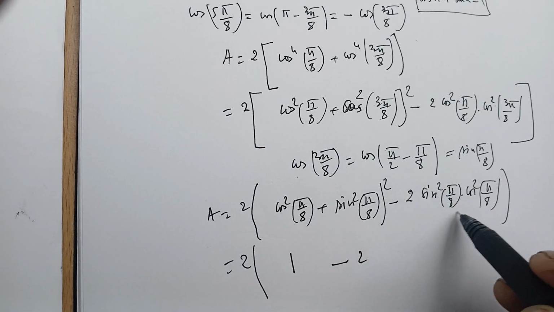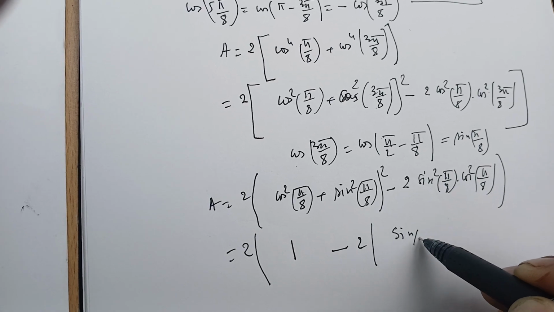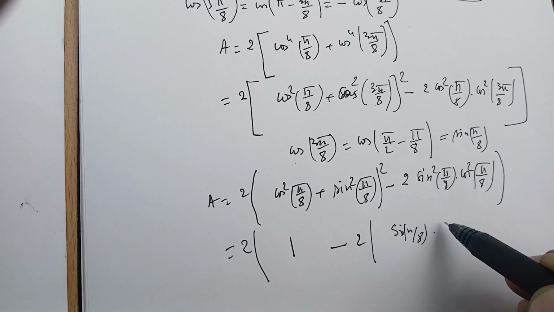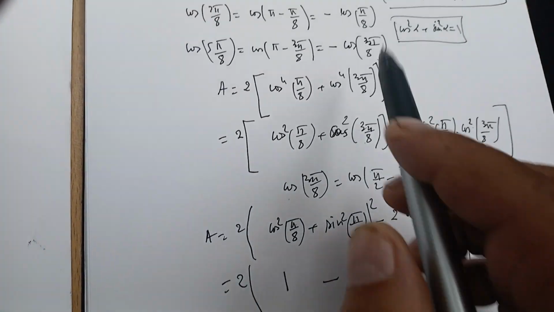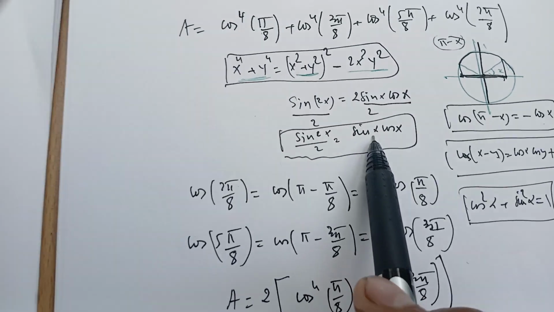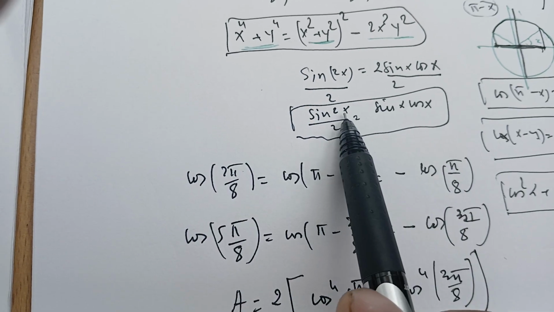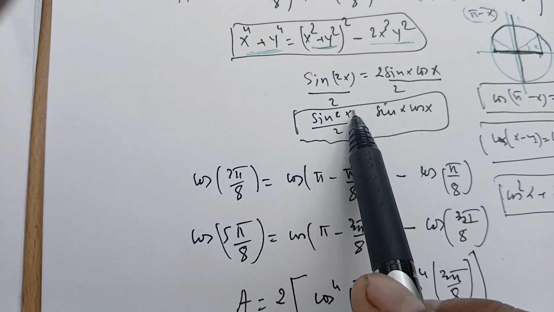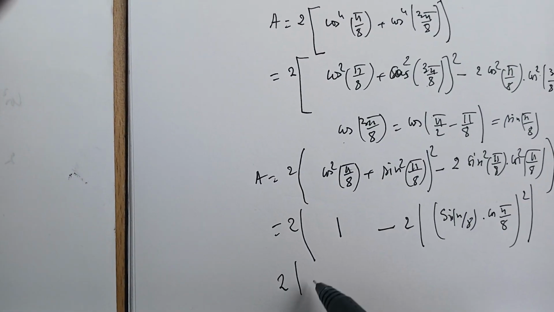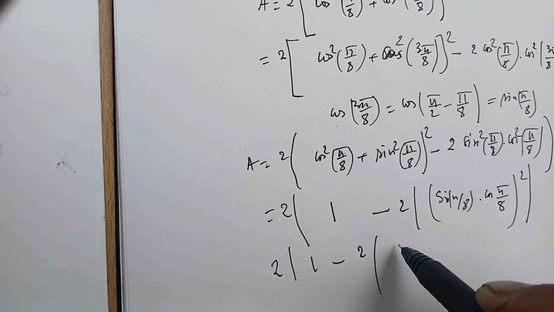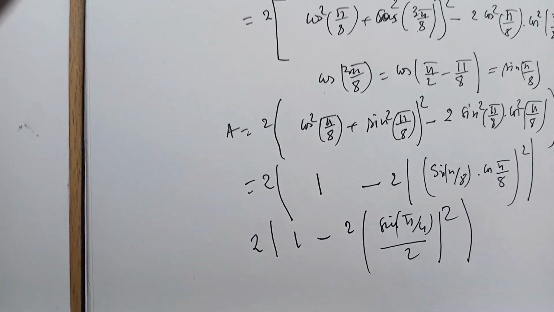What's this one here? Let me do it in between parentheses. So sine pi over 8 cosine pi over 8, squared. Here, see this result here? Sine x cosine x. If we do pi over 8 here, what do we get? Sine of 2 times pi over 8, which is pi over 4, over 2. So that's what we get. So we have 2 times (1 minus 2 (sine pi over 4 over 2) squared).